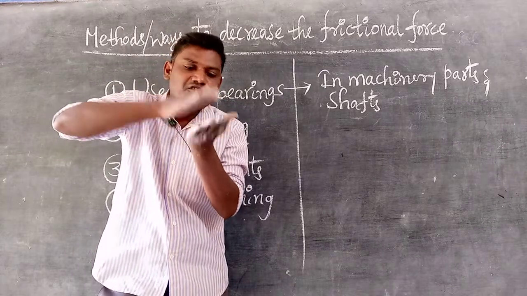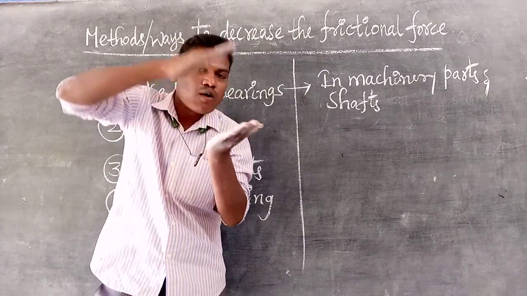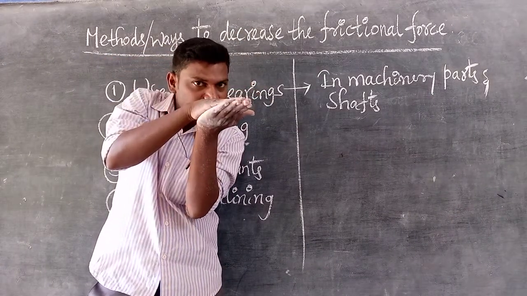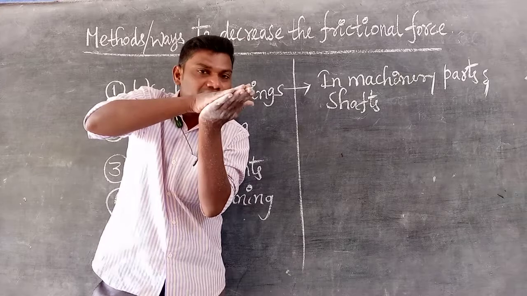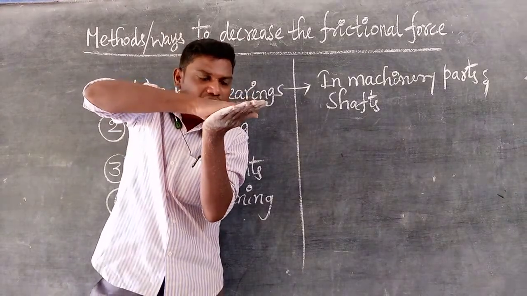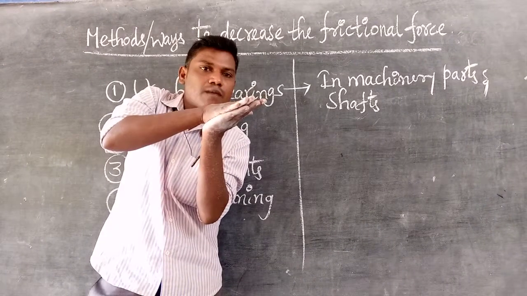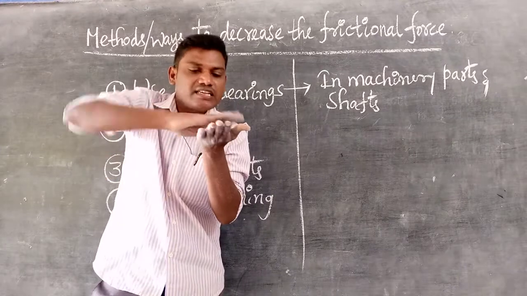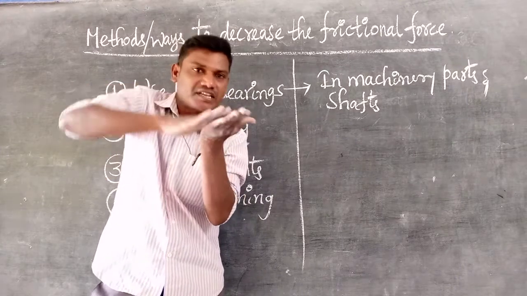Generally we know that if you are not using any ball bearings, one object will be placed on another object. Then what will happen? These two are in direct physical contact, so when the upper body tries to move, due to the frictional force, it does not rotate easily.